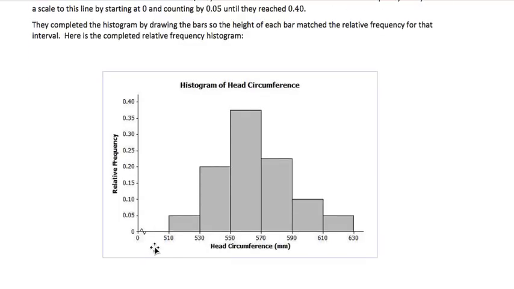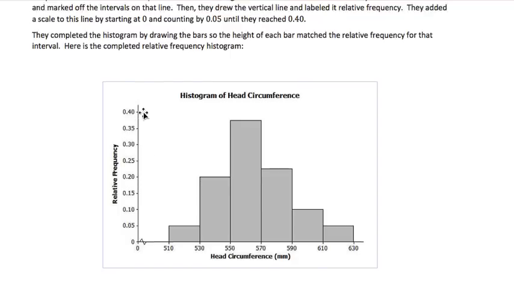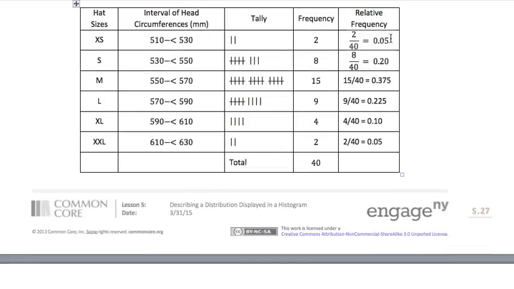Notice the difference between the one in Lesson 4 and this one in Lesson 5 is that our y-axis is now not in numbers of hats, it's in the relative frequency. So we have 5 100ths, 10 100ths, 15 100ths, 20 100ths, etc., all the way up to 40 100ths. And we are graphing the relative frequency, or the decimal equivalencies, that we made in the table.